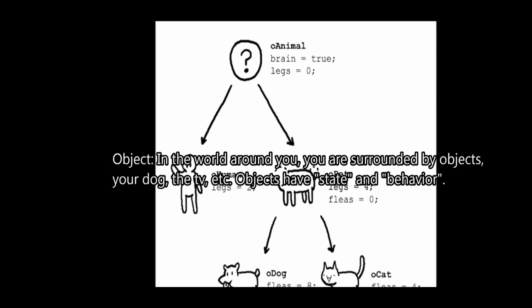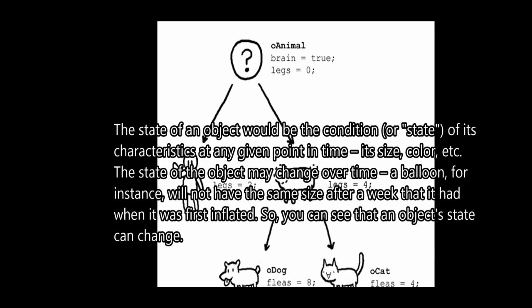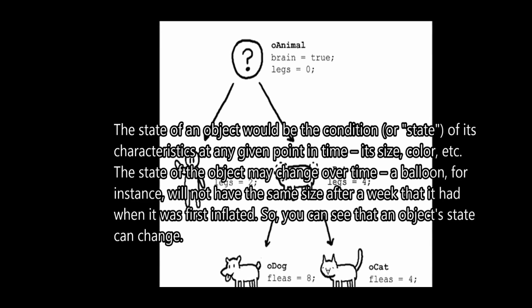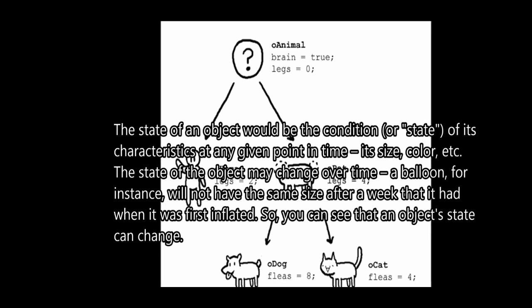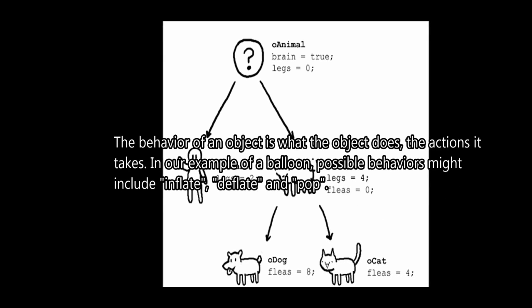Object. In the world around you, you are surrounded by objects: your dog, the TV, etc. Objects have state and behavior. The state of an object would be the condition, or state, of its characteristics at any given point in time, its size, color, etc. The state of the object may change over time. A balloon, for instance, will not have the same size after a week that it had when it was first inflated, so you can see that an object's state can change. The behavior of an object is what the object does, the actions it takes. In our example of a balloon, possible behaviors might include inflate, deflate, and pop.